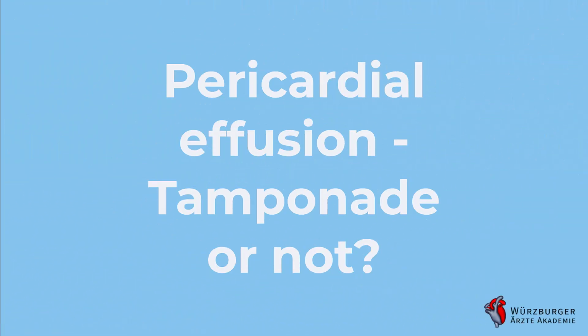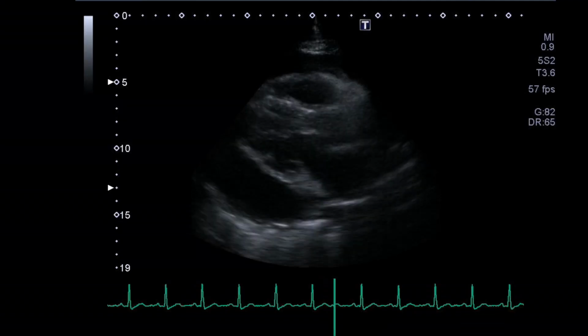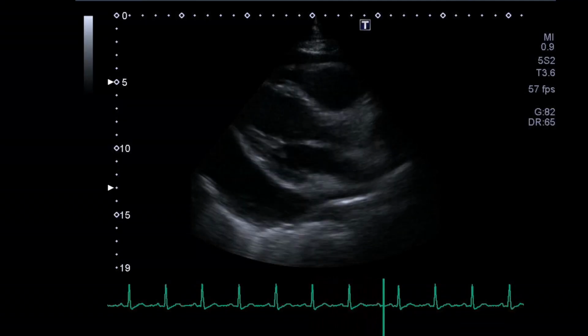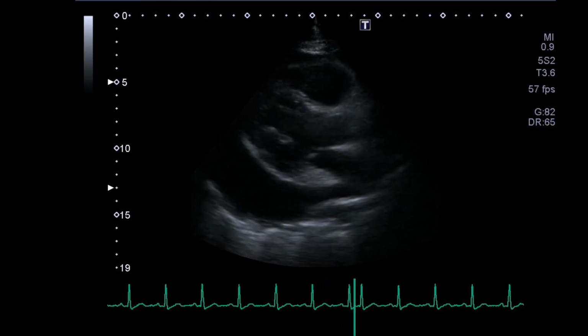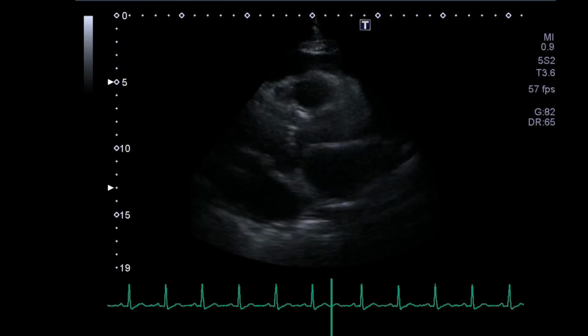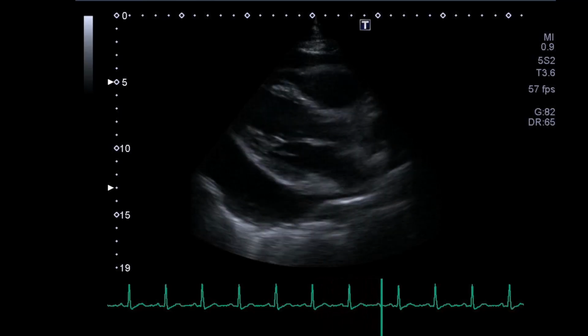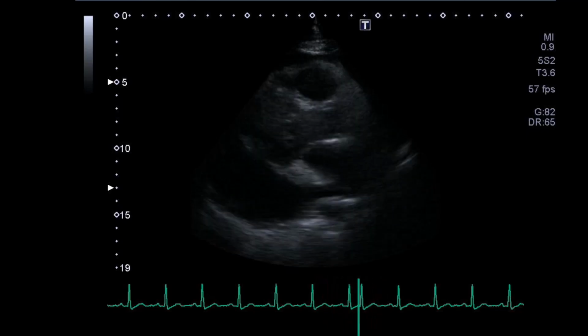This echo case is about a 38-year-old patient who, 1 week ago, had a viral infection with fever and for a few days now has been experiencing progressive dyspnea on exertion despite an improvement in the symptoms of the flu-like infection. Let's take a look at this echo clip first.